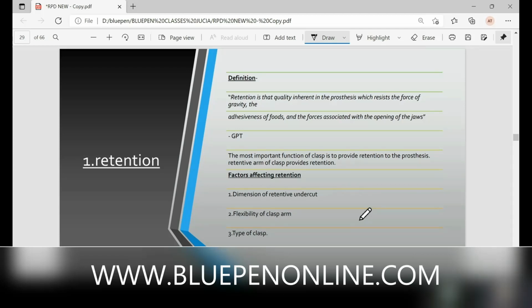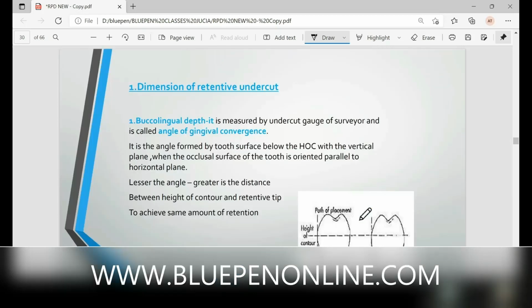Now you have some factors that actually affect this retention. There are many factors that are going to affect retention: something that is going to improve retention, something that is going to destroy it. Yeah, of course, one by one. What is known as retentive undercut?